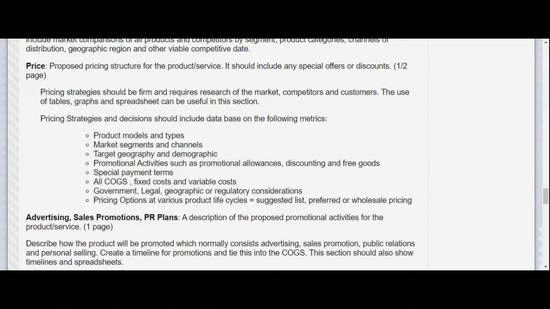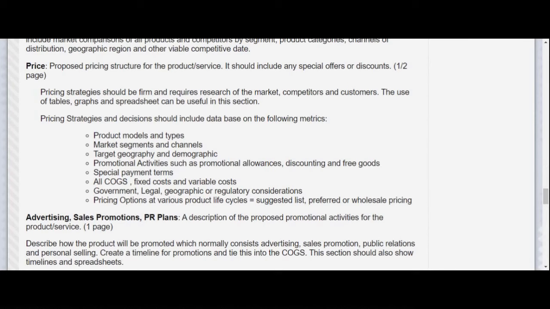And over here, you could put, if you want, graphs, tables, spreadsheets, whatever it is that you want to add. You don't have to. It could be useful. It's not a requirement. It's a suggestion if you want to put pricing in a graph or something like that. But you really want to look at all the factors that go into pricing. So what type of product are you selling? What type of segments and channels are you in?